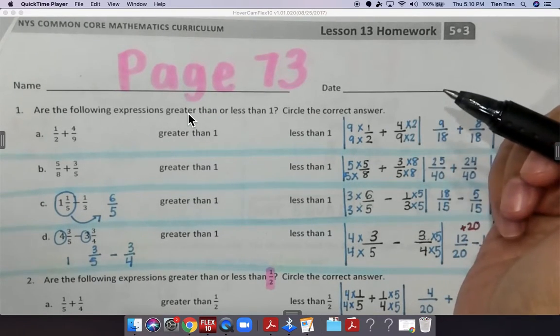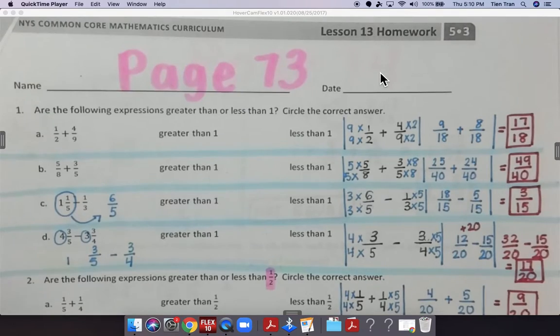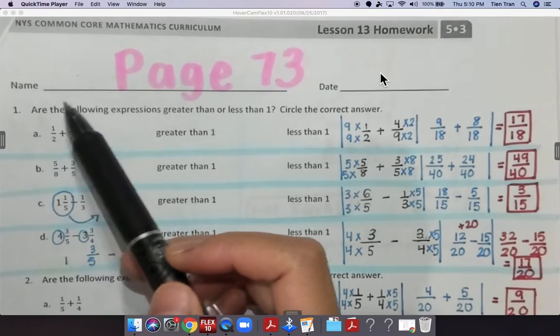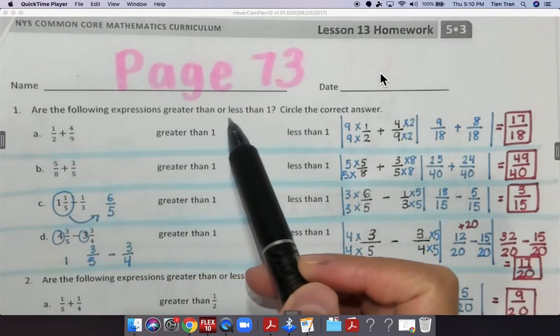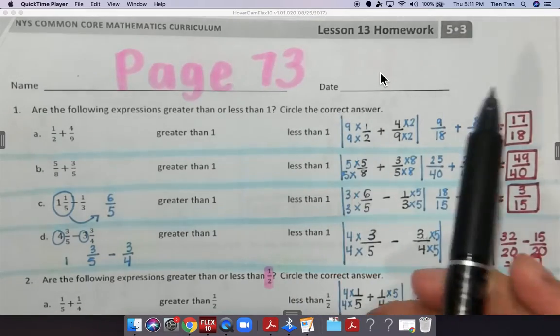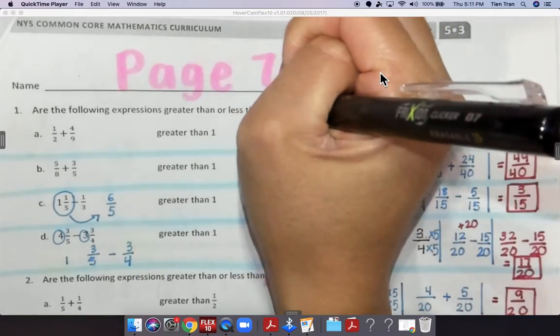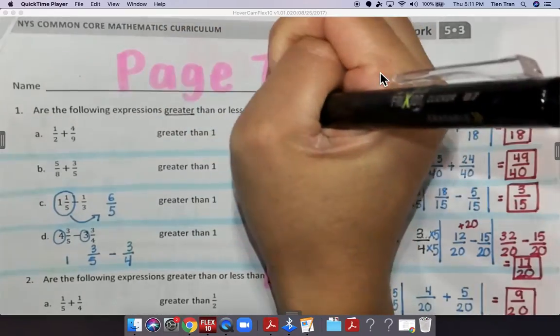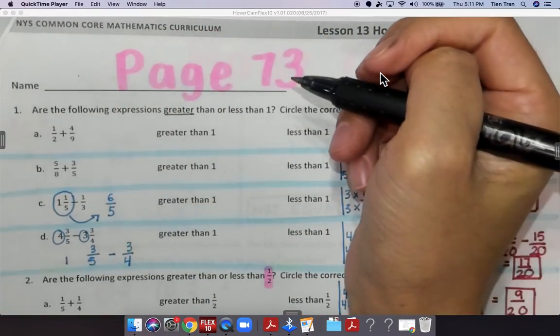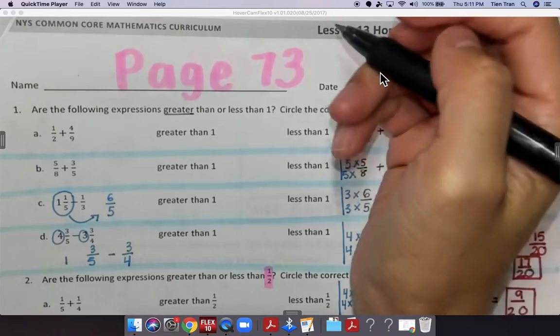We are on page 73, lesson 13 homework. For the first question, it asks, are the following expressions greater than or less than 1? Circle the correct answer. So, what they're asking you is, when you add these numbers together, are they going to be greater than or are they going to be less than 1?